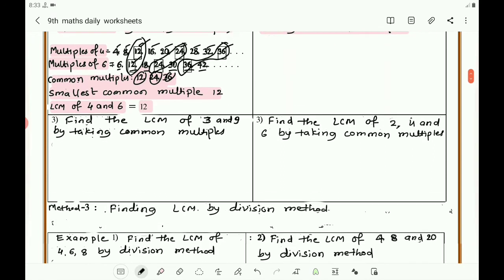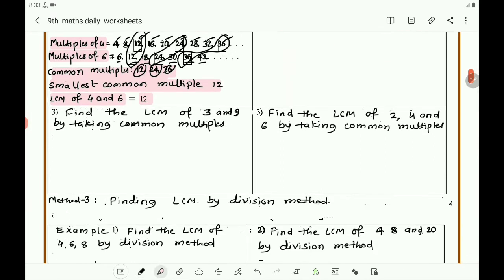Here also, find the LCM of 3 and 9 by taking common multiples. Write the table of 3 and 9 and find the common multiples. Here you can observe that the multiples of 3 are 3, 6, 9, 12, and so on. Multiples of 9 are 9, 18, 27, and so on. And find the common multiples. Out of that, the smallest becomes the LCM.